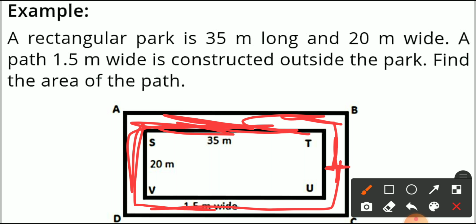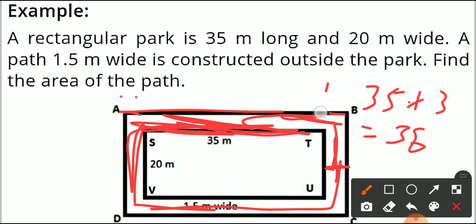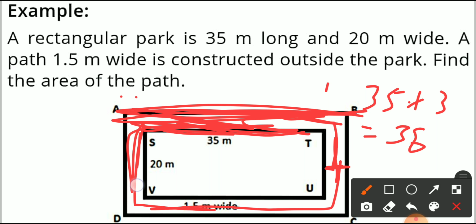So this is the length of the park, 35 meter, and on both sides you can add 1.5 and 1.5, which equals 3. 35 plus 3 equals 38, the total length of this field. Whereas if we talk about the breadth, the inner dimension is 20 plus 3, which equals 23.